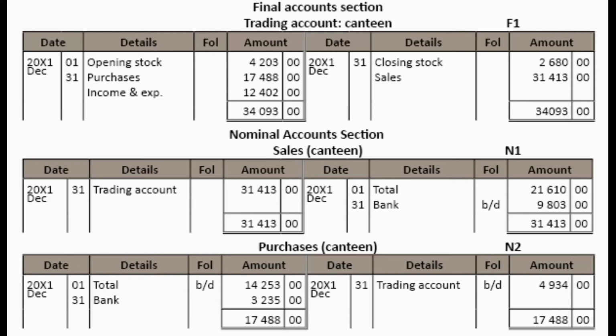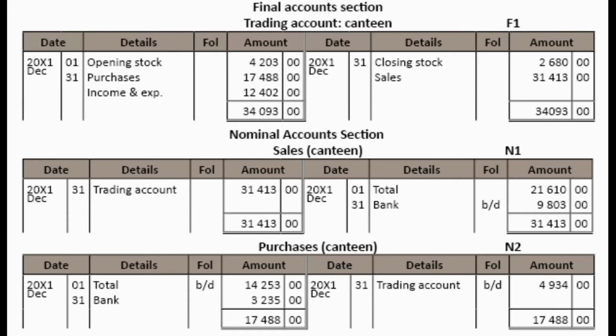Okay, let's do the trading account for the canteen. We're going to close off opening stock to this trading account. So we will credit opening stock and debit trading account. That is to close off opening stock to the trading account. Okay, 4203 on the debit side of the trading account and on the credit side of the opening stock account. On the credit side of the trading account, we will close off the closing stock account. In other words, we're going to debit closing stock and credit trading account with 2680.